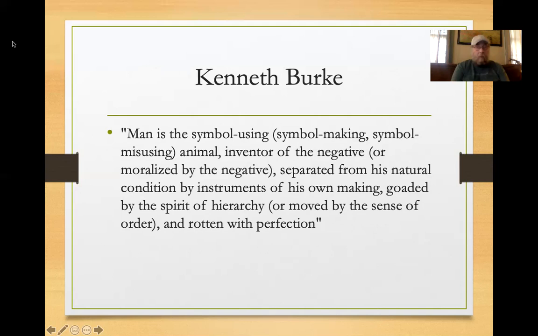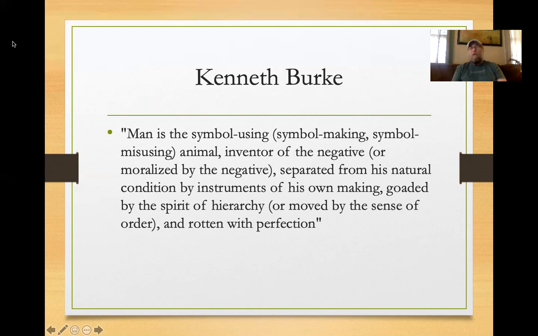"Moralized by the negative, separated from his natural condition by instruments of his own making," in this case, the rhetoric. If I said that neighborhood is bad, I'm separating myself from that neighborhood. I'm not even getting to see these people. I've lost sight of that two-year-old asking questions, and now I've come up with my own answer, based on texts, and I created this reality in my mind that I think reflects reality, this model, and it may be wrong.